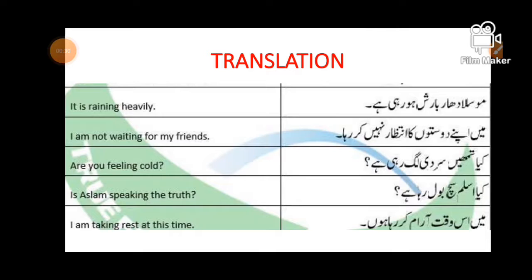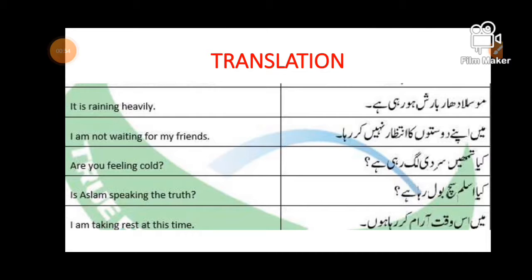Guys, you need to remember that all the sentences in Urdu have रही है, रहा है, रहे हैं, रहा हूँ at the end. So let's translate. It is raining heavily. Subject plus helping verb plus V1 ing. So we use is with it. So it is raining heavily.